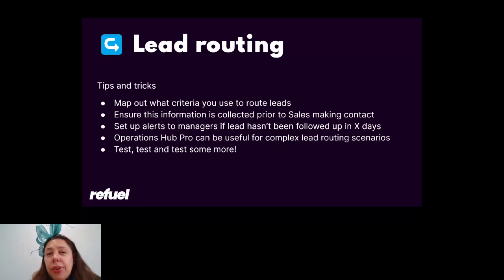Operations Hub Pro can also be useful for really complex lead routing scenarios, so that's another one to keep in mind. And then the final one, and this is probably universal advice for all workflows: test, test, and more. Because once you turn it on, if something isn't behaving as you expect, it can certainly lead to confusion with the team, and that's something you'd like to avoid the first time around. So testing as much as you can is critical.